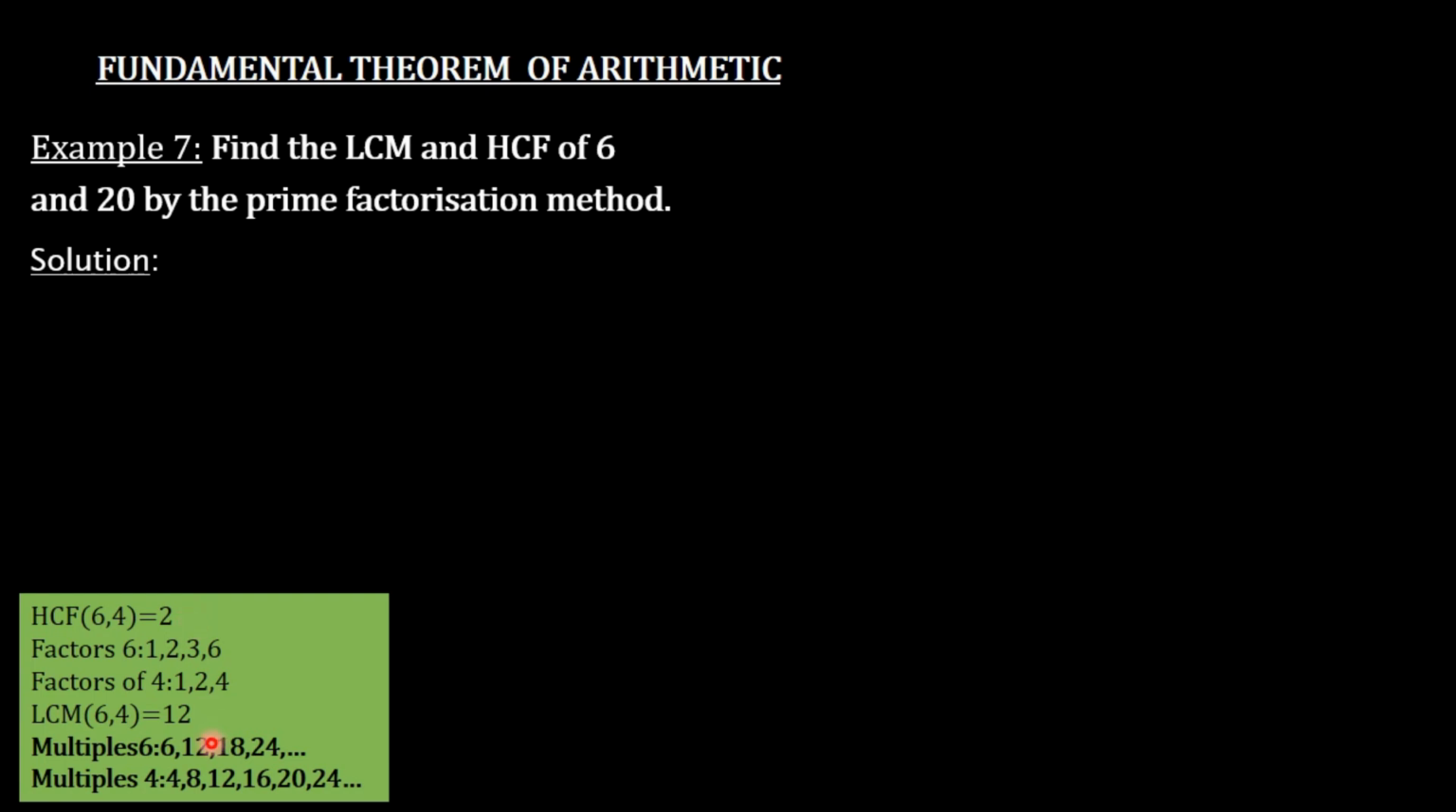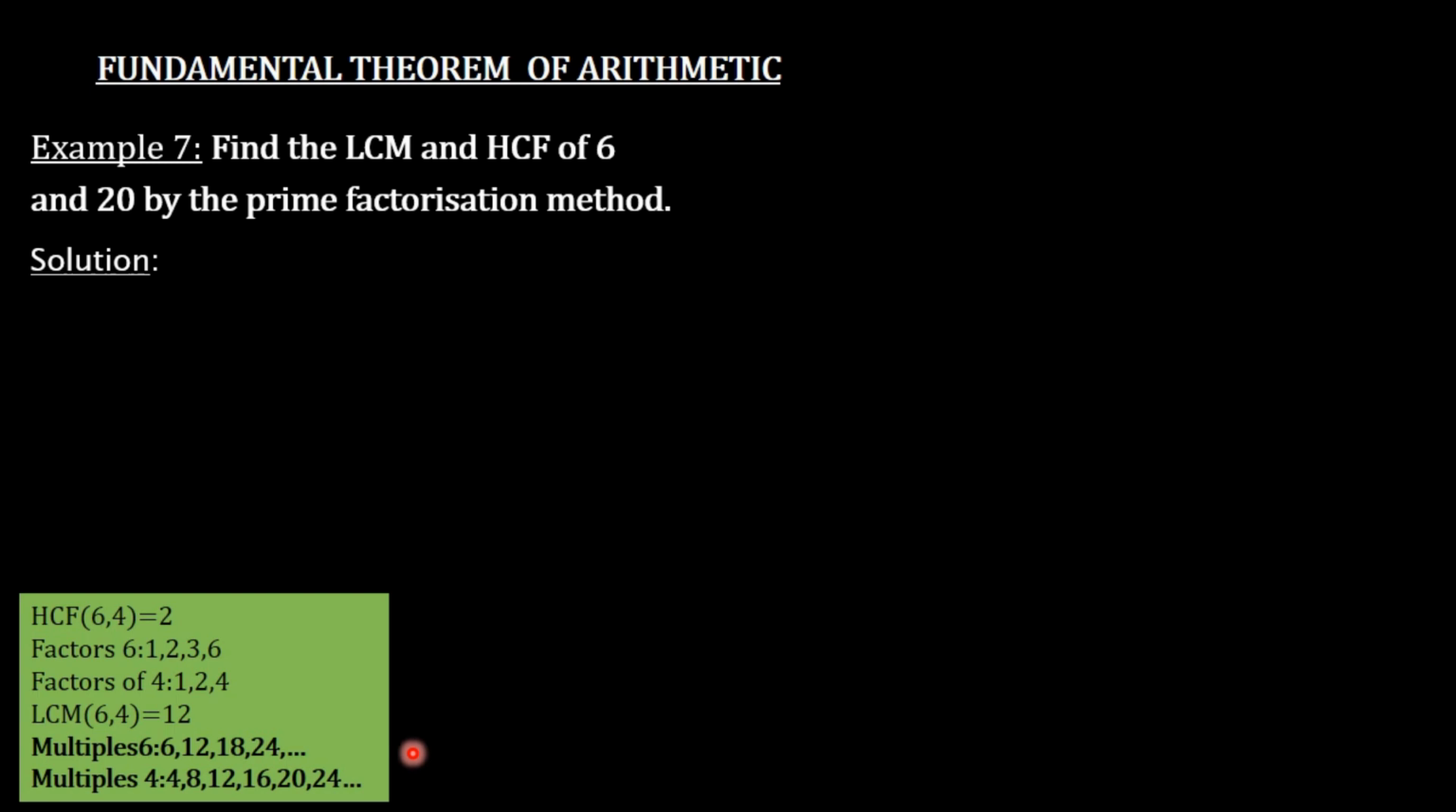Then what about LCM? It is the least common multiple. In order to find LCM, we have to find multiples of the numbers. What are the multiples of 6? 6 into 1, 6. 6 into 2, 12. 6 into 3, 18. 6 into 4, 24, etc. Multiples of 4: 4 into 1, 4. 4 into 2, 8. 4 into 3, 12. 4 into 4, 16. 4 into 5, 20, 4 into 6, 24, etc.